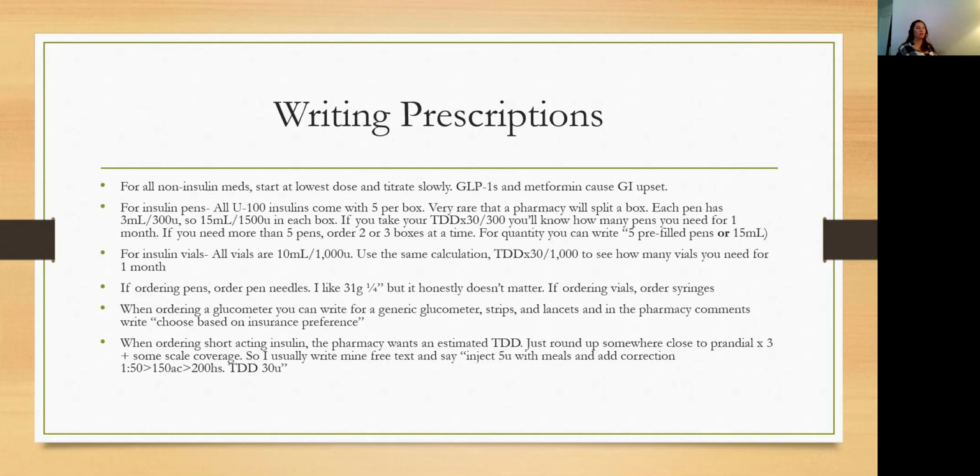Each pen has 3 milliliters or 300 units. So there's technically 1,500 units in each box. So if you're prescribing insulin, you're going to take your total daily dose and multiply it by 30 for 30 days' worth, so a month's worth of prescription. And you'll divide it by 300, which is per pen, and that'll tell you how many pens you need for a month. If you need more than 5 pens for a month, you'd order 2 to 3 boxes at a time, just depending on how many you need.